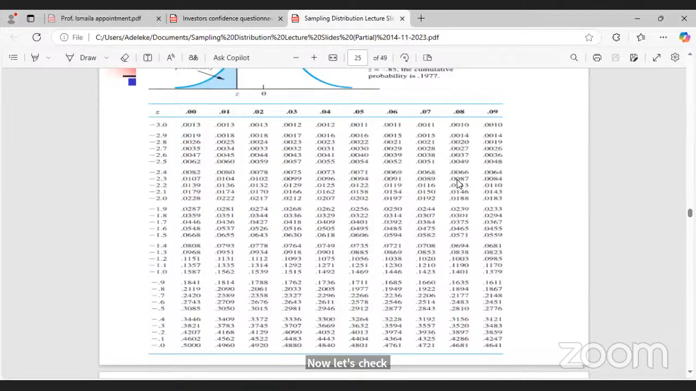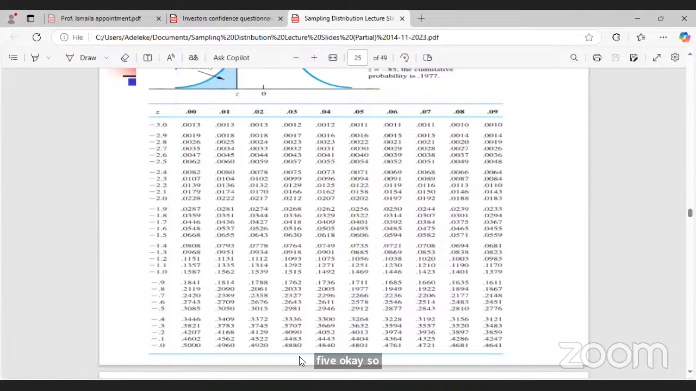Minus 0.05. Now, to the first decimal place, it's minus 0.0. Then I trace it to where you have a 5, and then you check the value, and that will be 0.4761. That is minus 0.05. Okay, so that's how to check the table.